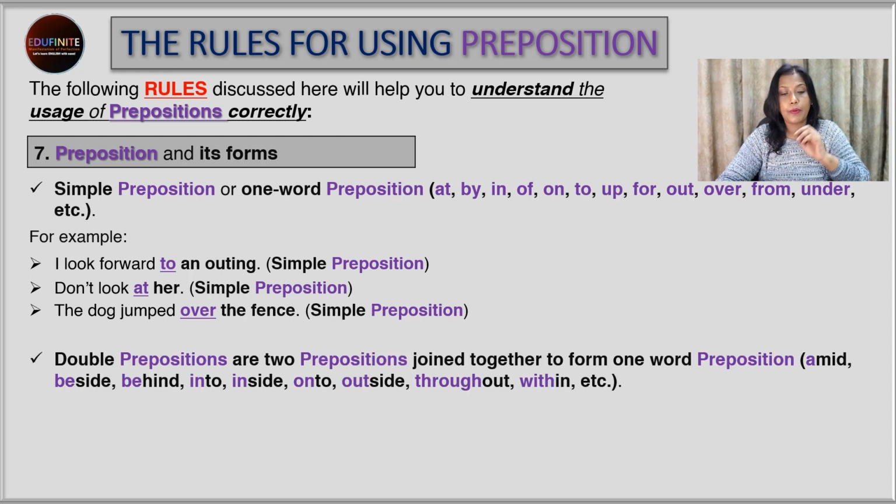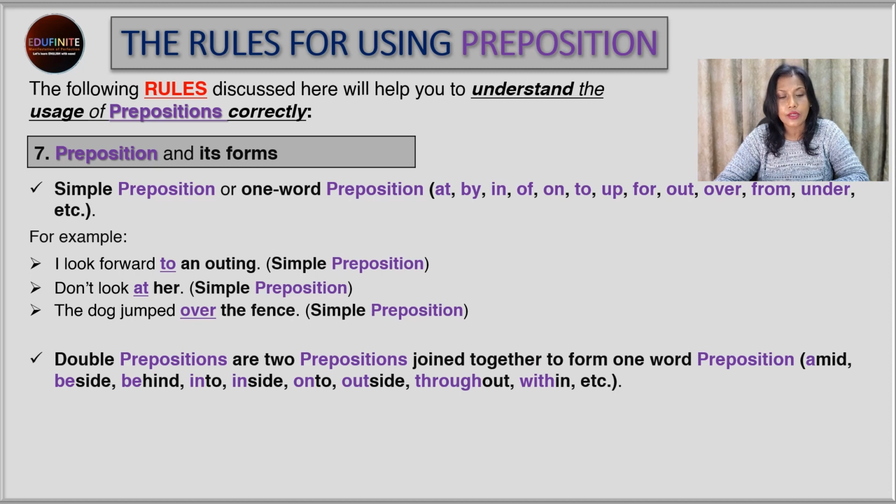Next we have double prepositions. And what are double prepositions? There are two prepositions joined together to form one-word preposition. For example, amid, beside, behind, into. So these two words are fused to form one word and they behave as a single-word preposition. Inside, onto, outside, throughout, within, etc.